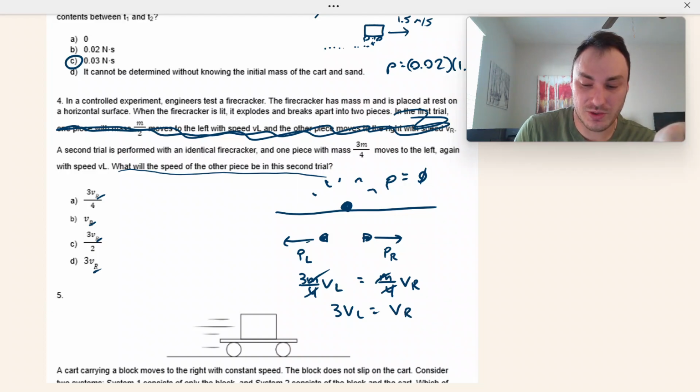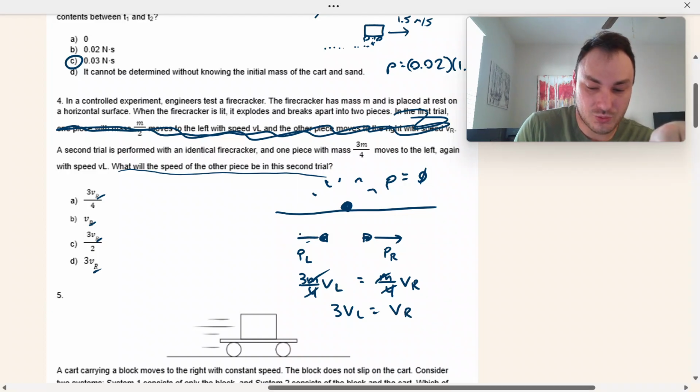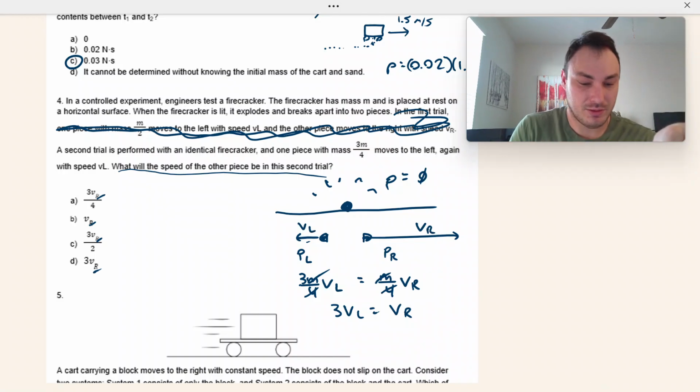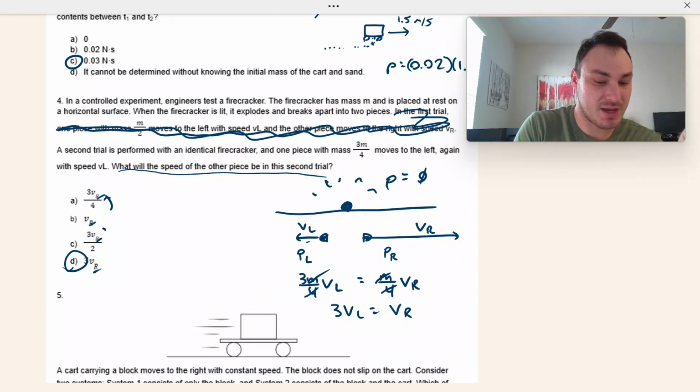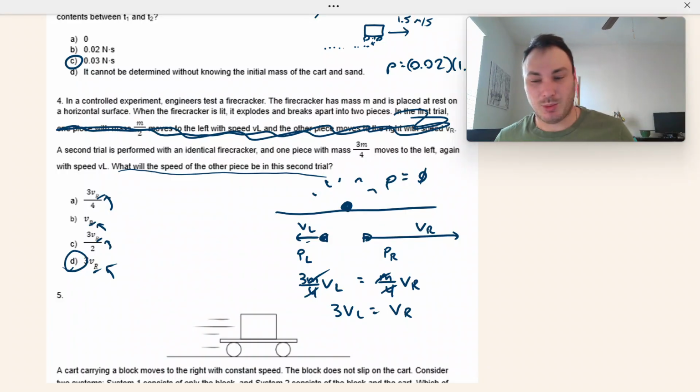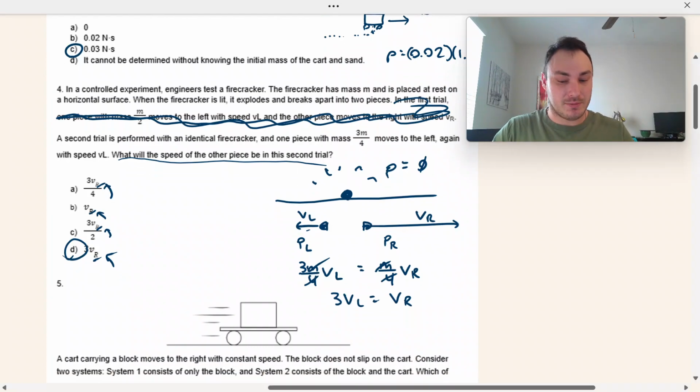So in other words, the speed to the right is going to be 3 times the speed to the left, which is this one. Yeah, I think I messed up this. I think these are all supposed to be VLs. But if 3/4 of the mass move to the left, that means the left is going to be moving slower than the right.